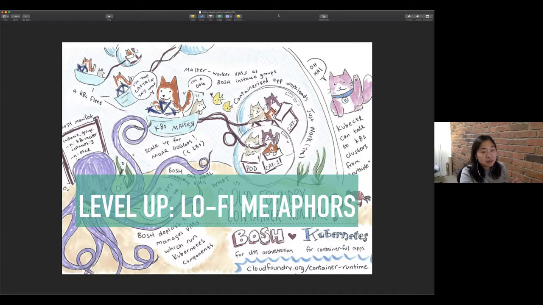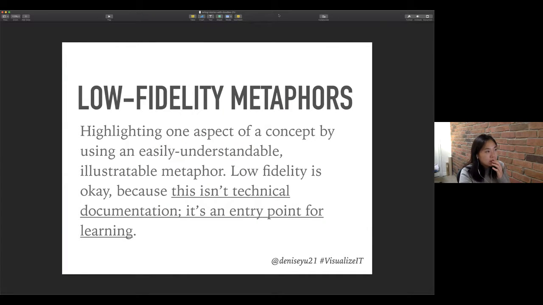Specifically, these are going to be low fidelity metaphors. And I'll talk about what that means. By low fidelity, I mean that we're not trying to richly capture information in the way that documentation would. We're going to use low fidelity metaphors, which means to choose one aspect of a concept and highlight just that one dimension of the concept by using an easily understandable and illustratable, that's important, an easily understandable and illustratable metaphor.